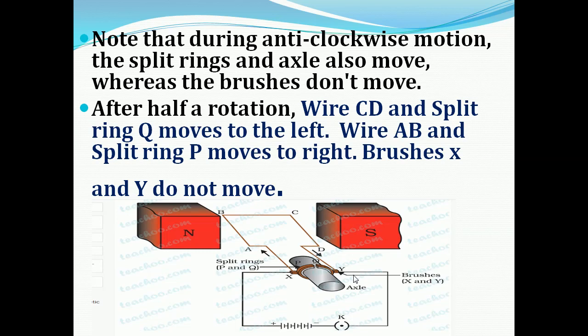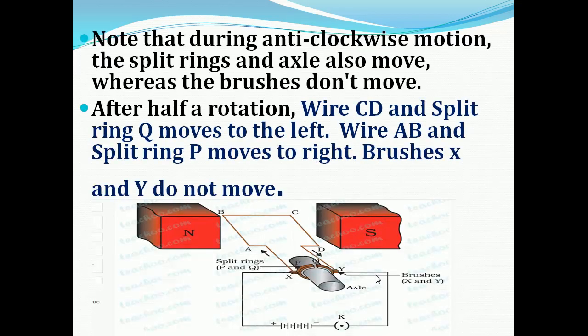So after a half rotation, wire CD and split ring Q will move to the left, and wire AB and split ring P will move to the right. But brushes X and Y do not move.